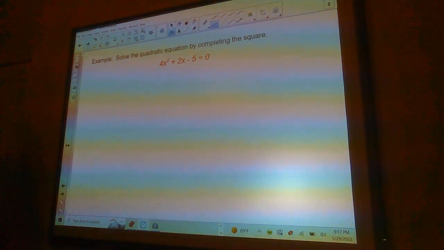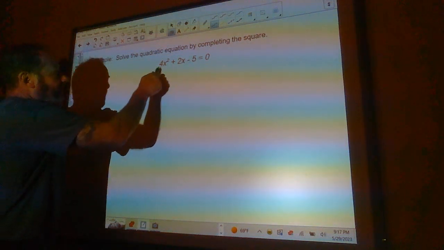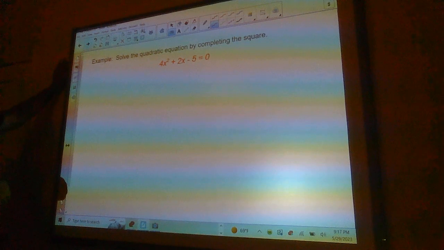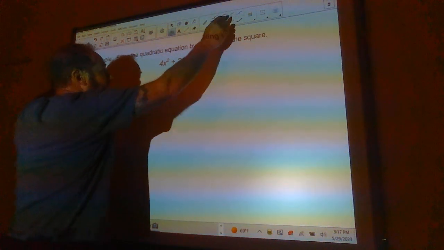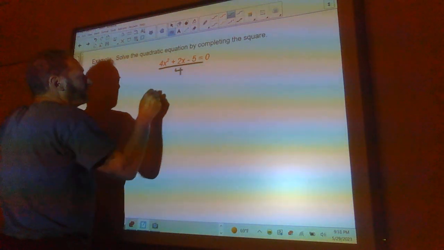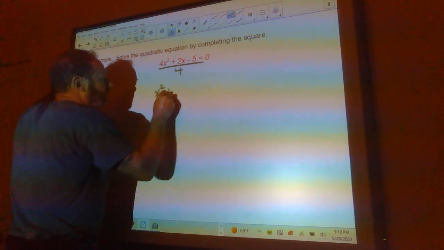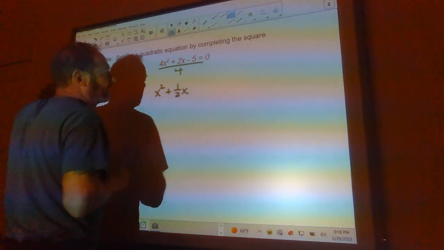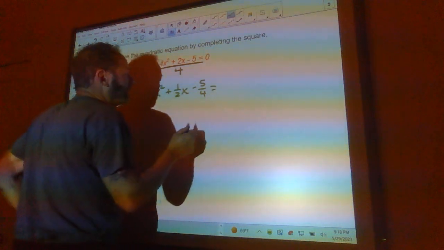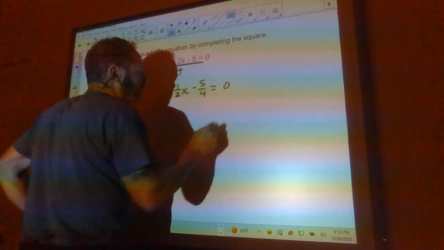All right, now look at this one here. This one's a lot tougher. Well, a little tougher because it's got a number here in front. It's got a leading coefficient that's not 1. So the first thing that I want to do is get rid of that. So I'm going to divide this whole thing by 4. So I'm going to get x squared plus 1/2 x minus 5/4 equals, now 0 divided by 4 is just 0.